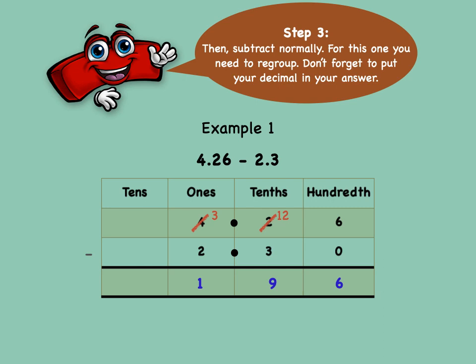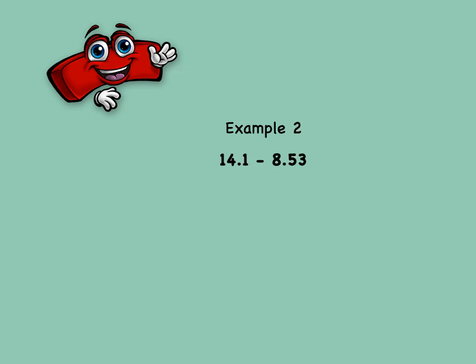And the last step is, remember, don't forget to put your decimal in your answer again. You need to bring down this decimal there. So your answer is 1.96. Again, I want to emphasize, as you can see here, the decimals are in line. Everything is in line. The decimals are in line. They're not moving anywhere else, okay? All right, next, the next example.